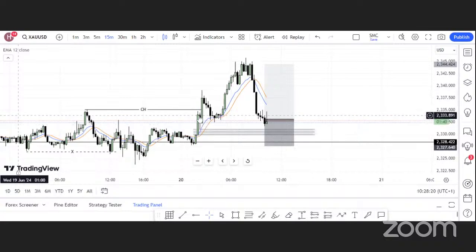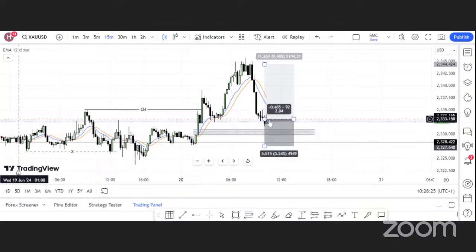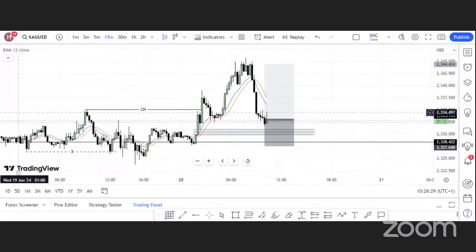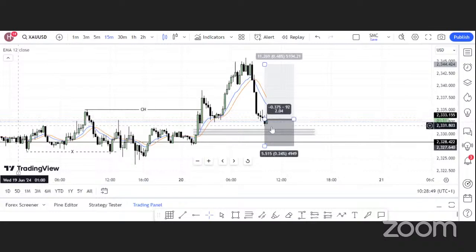So we have a fair value gap here. Right now you can see how the market is creating an exhausting bullish candle. It's creating an exhausting bullish candle that looks like a rejection candle. So I expect the market to come down to this level.